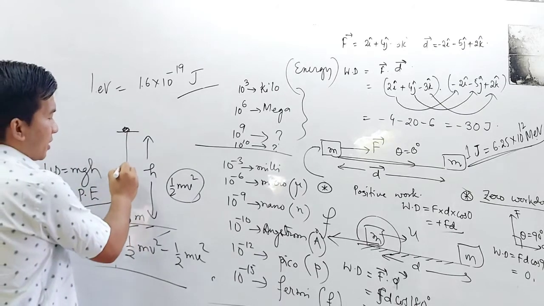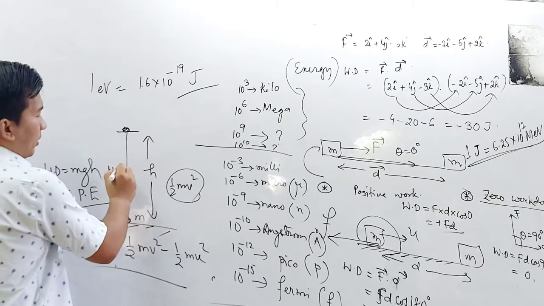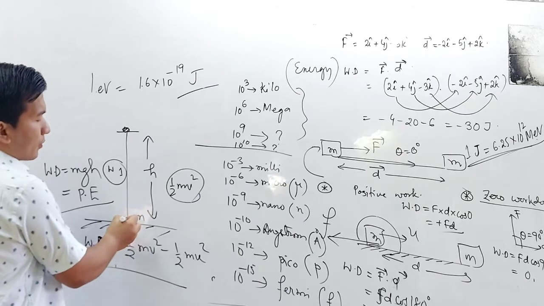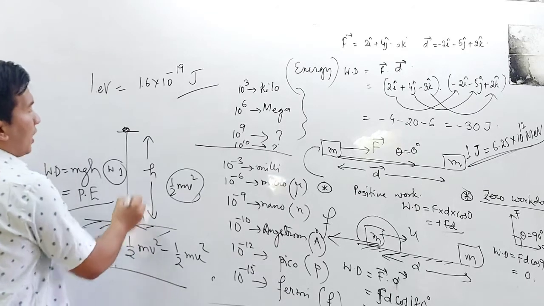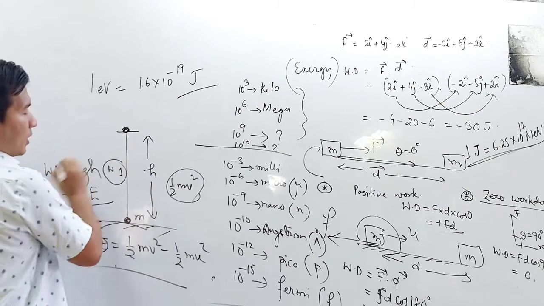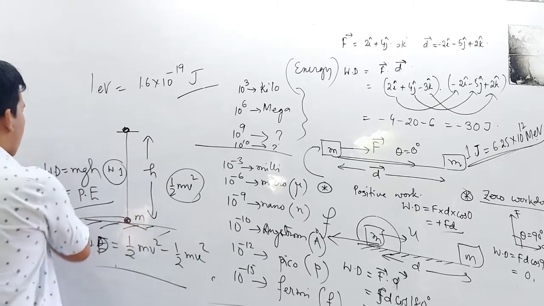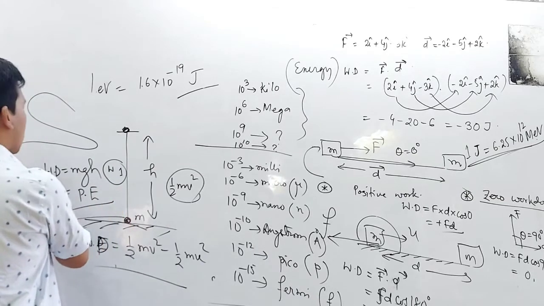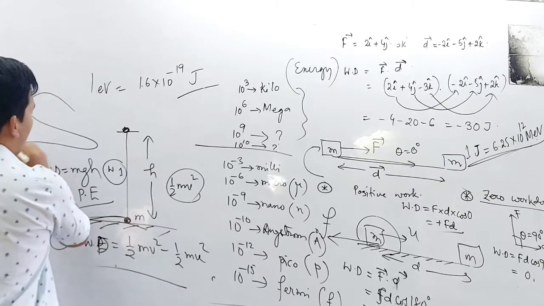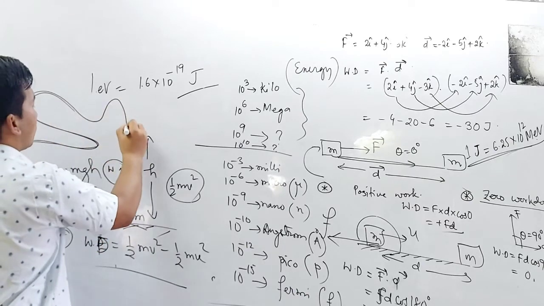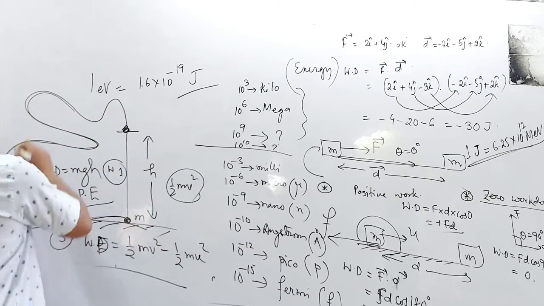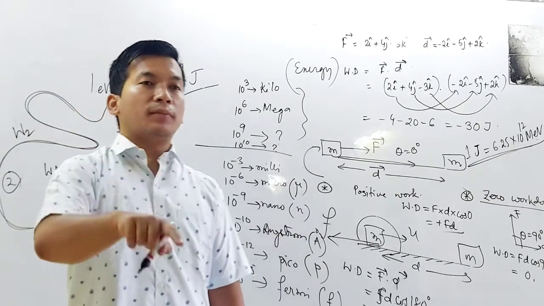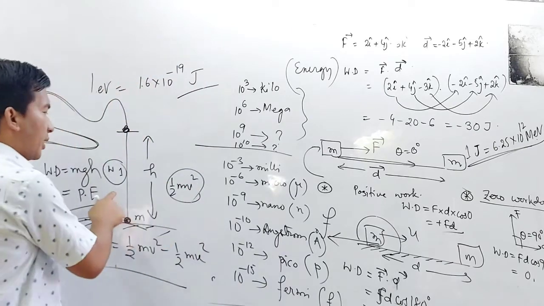Here, let us consider this is path number 1. W1 is the work done that is required for changing the position of this object from the ground floor to the top floor. Now let us take the same object by taking path number 2. What will be the work done W2? W2 will be exactly equal to W1.